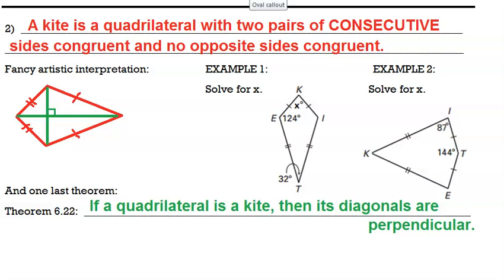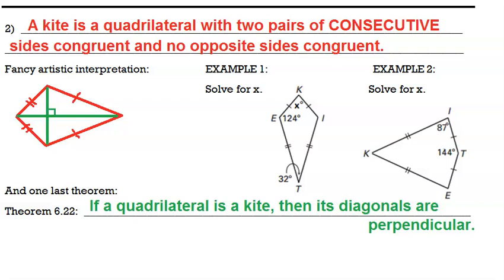So I guess that brings up the point, well, how are we going to know whether it's a kite or a rhombus? You have to make sure that the sides are different lengths. Because again, in a rhombus, all four sides are going to be congruent. In a kite, that is not allowed. All right, so we'll do two examples and then wrap up.